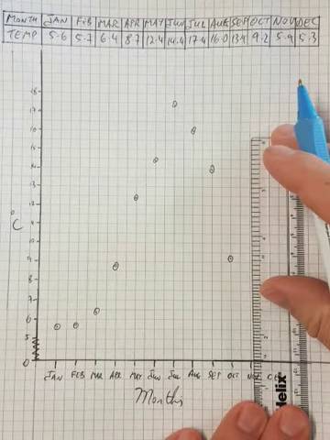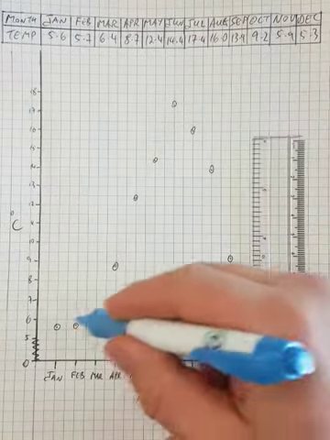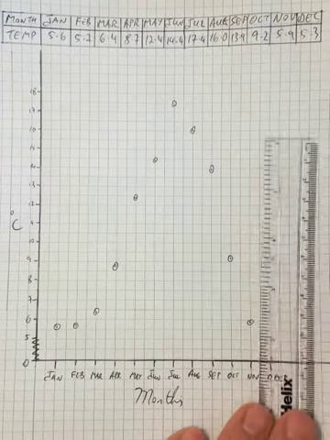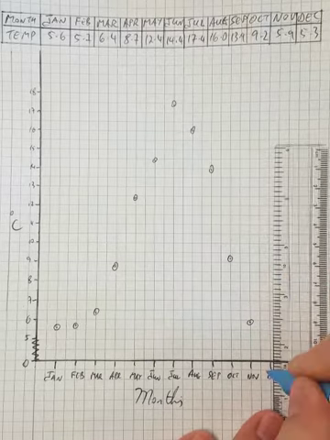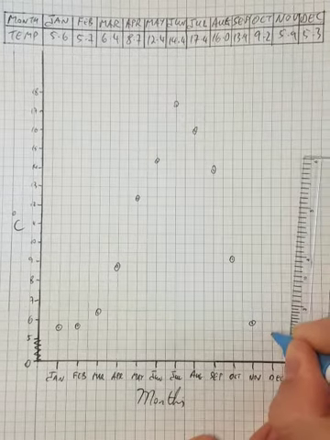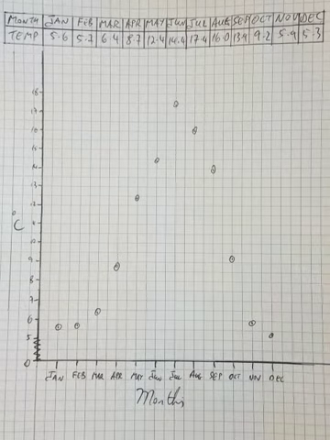November, getting colder again. 5.9. So we go to 6. We put a dot just below the line. And then December, 5.3. So we're at 5. And there we go. Now, so here is my graph.